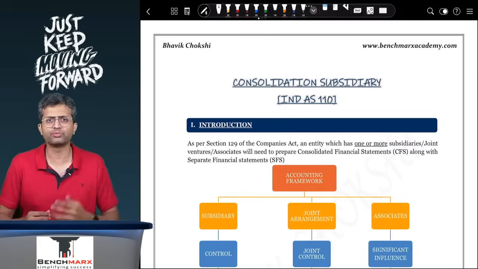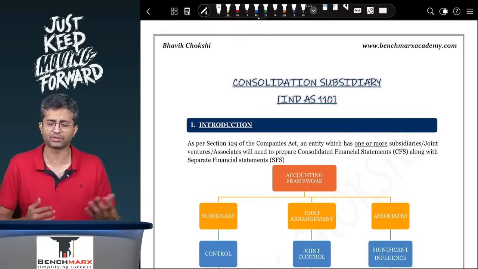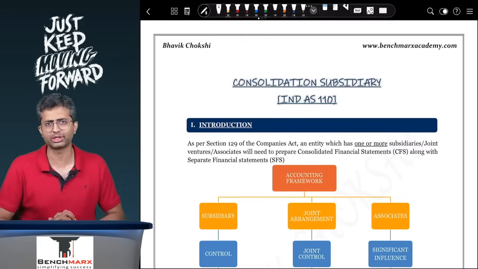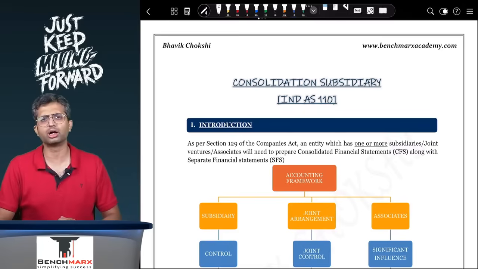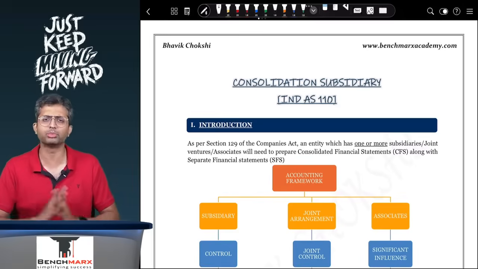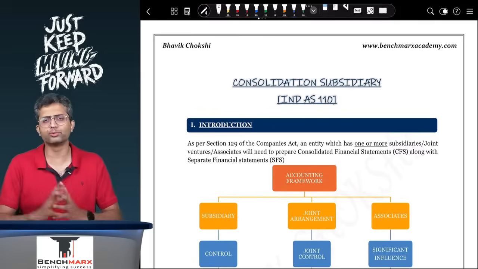What are the methods to be followed? Well, there are three group entities that we count. The subsidiaries, where IND 110 applies and we follow the full consolidation method. The joint ventures or associates, where the equity method typically applies, which we will do probably later. Today's session we will focus on the full consolidation method. So how do you do a full consolidation?